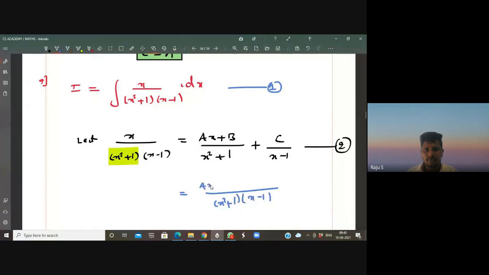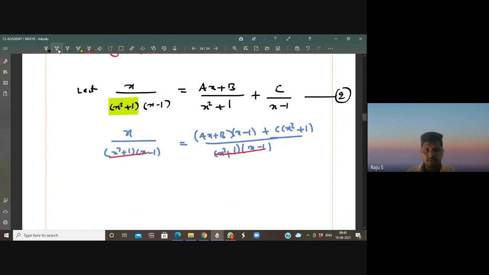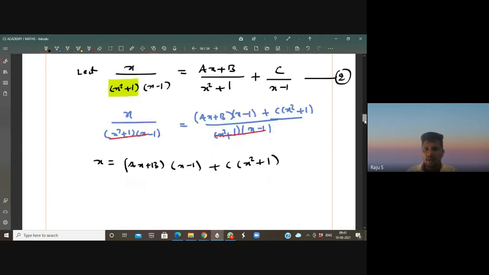So here, (ax + b)(x - 1) + c(x² + 1). That's all. Here the left side is x by (x² + 1)(x - 1). Now again, the LHS and RHS denominators get cancelled, so we are going to get equation 3, that is x = (ax + b)(x - 1) + c(x² + 1). Let us take this as 3.